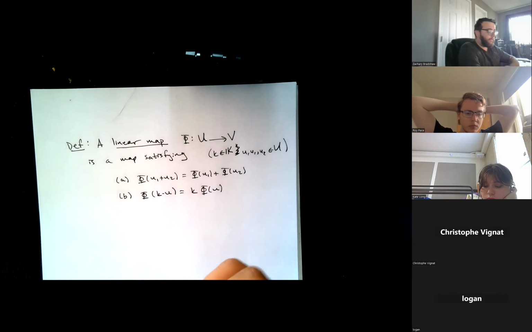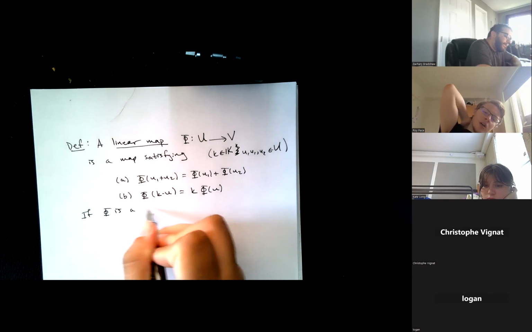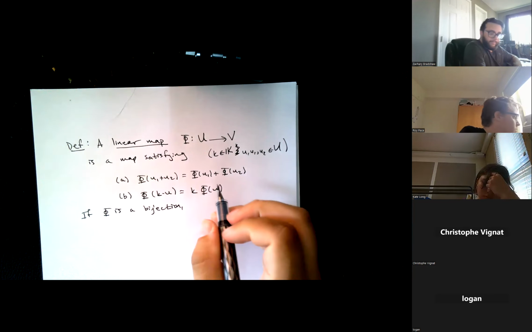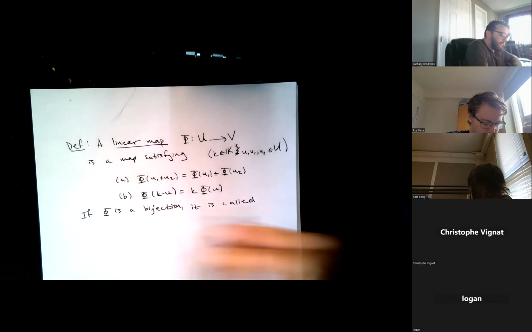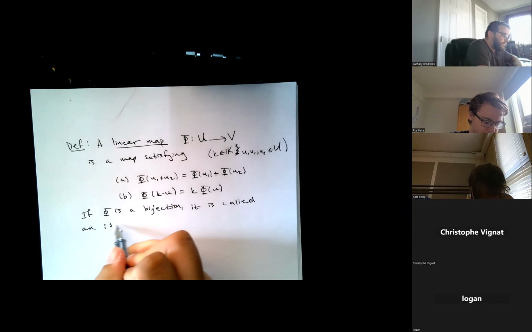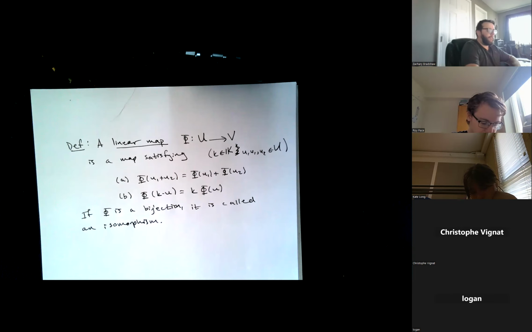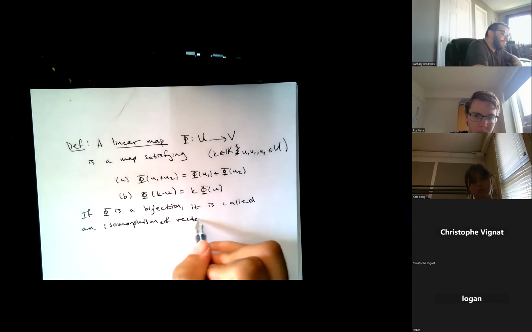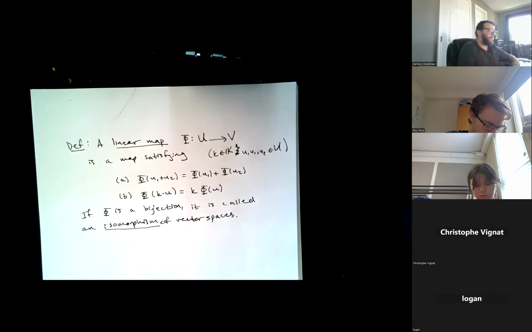Okay, so if phi is a bijection, it is called an isomorphism. So this word keeps popping up in different contexts. So maybe we should say an isomorphism of vector spaces, just to clarify. But usually we just say isomorphism.